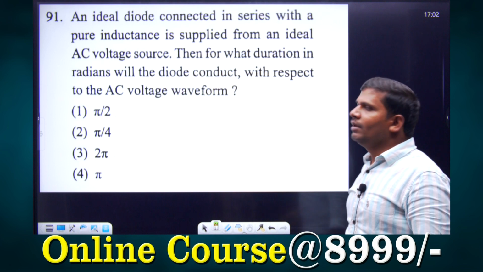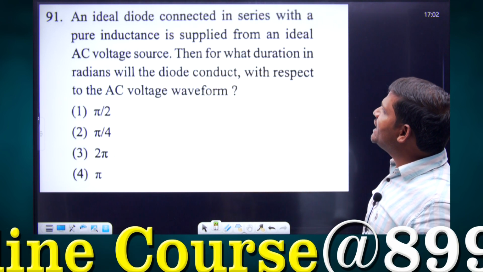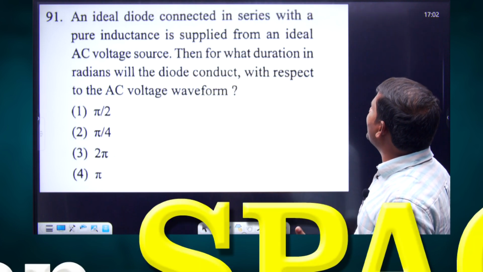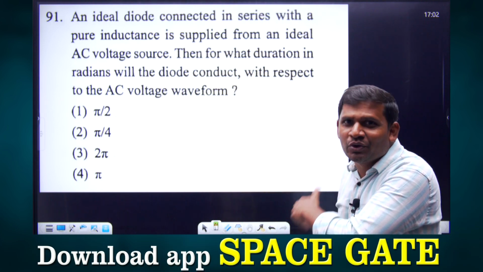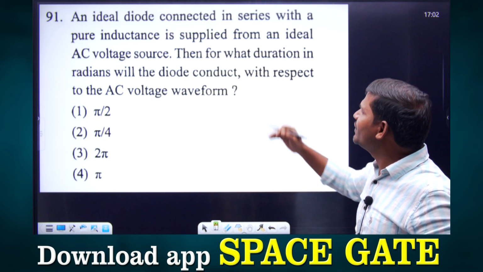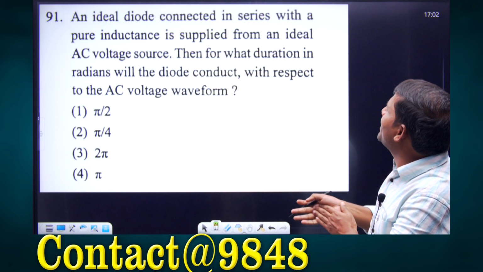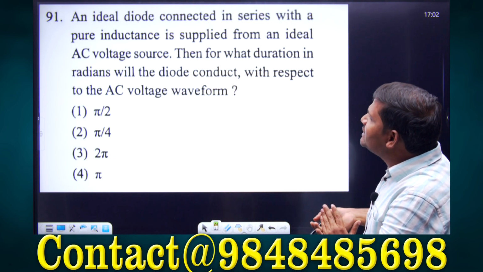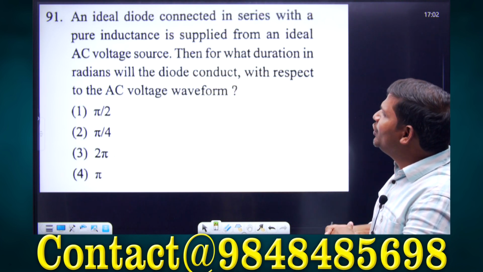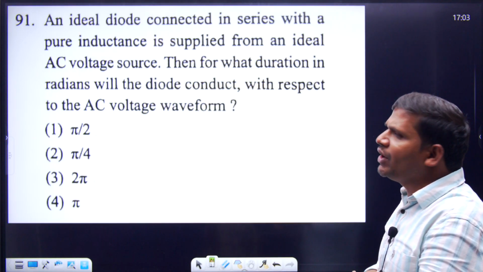Next, a simple question. This is also a previous GATE question, we can answer it in a fraction of a minute. GATE or ESE question, this one. An ideal diode connected in series with a pure inductance is supplied from an ideal AC voltage source. Then for what duration in radians will the diode conduct with respect to the AC voltage waveform?